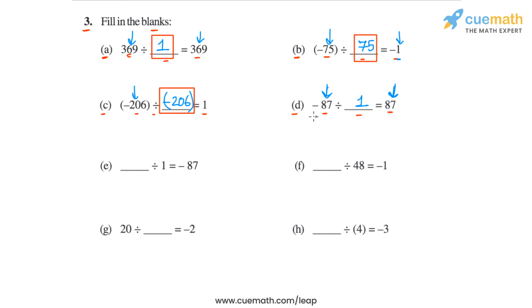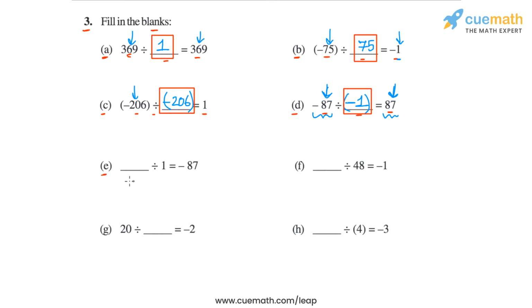But what will be its sign? So since the dividend is negative, but the quotient is positive, the divisor must also be negative. So in part D, the answer is minus 1.